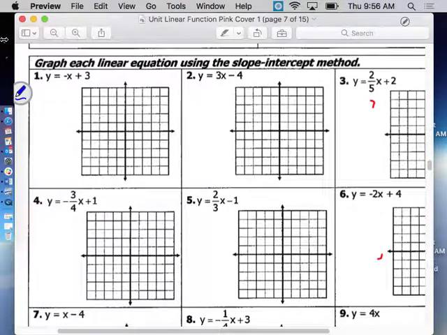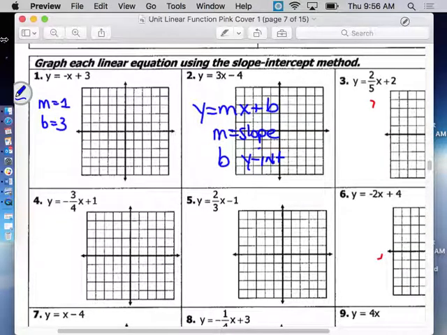For a problem like number one, my slope is -1 and my y-intercept is 3. Here's the basic form of the equation in slope-intercept form, remembering that m stands for slope, and b is the y-intercept, which is where you will cross the y-axis. So it's a point where x is 0 and y takes on whatever value it needs. Just some basic review information.